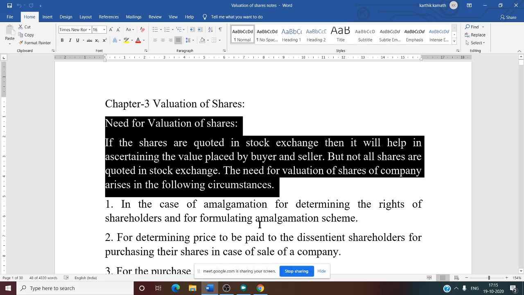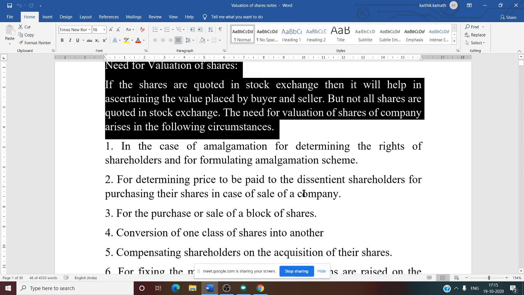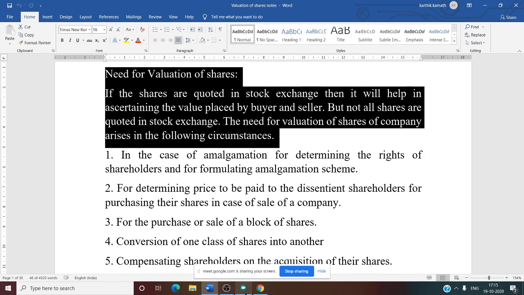There are two types of quotation, direct quotation and indirect quotation. That is not important from the point of view of this syllabus. Now the need for valuation of shares arises in the following circumstances. These are the several circumstances under which you have to value the company's share. There are two provisions. You can value the company's share either during the company's life, that is, when the company is a going concern, or else after the winding up or liquidation of the company.